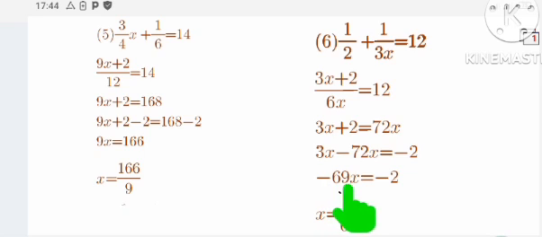Negative 69 is the only number obstructing x from becoming the subject of the formula. So divide both sides by negative 69. Dividing both sides by negative 69, we are going to have 2 over 69, because a negative sign divided by a negative sign will just give you a positive sign. Minus 1 divided by minus 1 will give you 1, because the negative signs will cancel out.